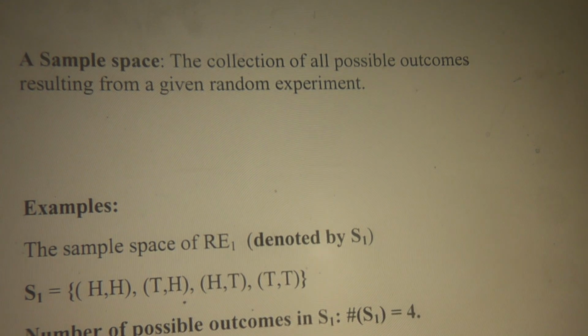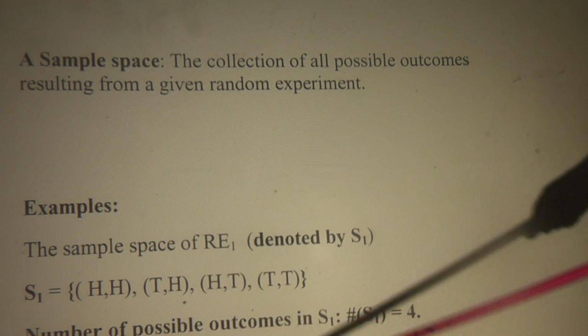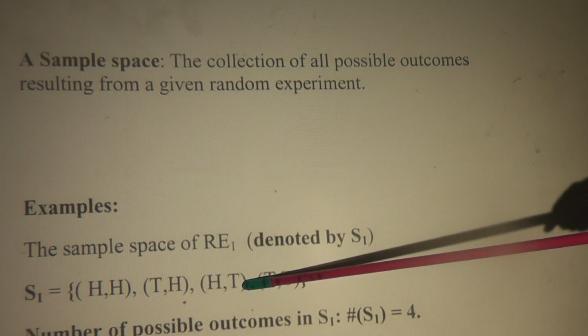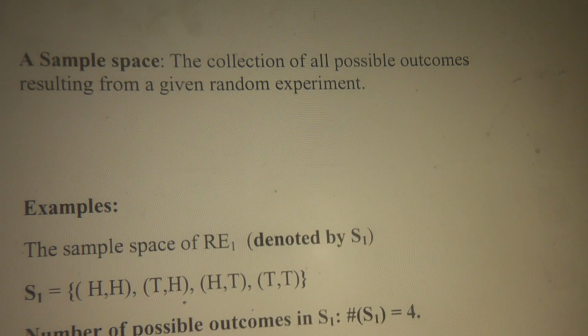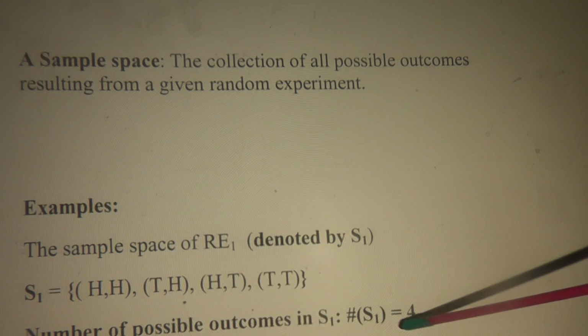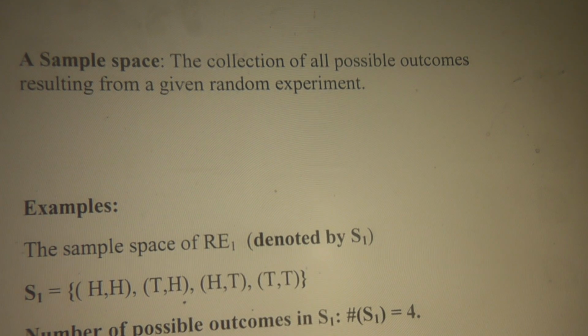When we flip a fair coin 2 times, there are 4 possible outcomes, namely head-head, tail-head, head-tail, and tail-tail. So, the number of possible outcomes in sample space 1 is 4.